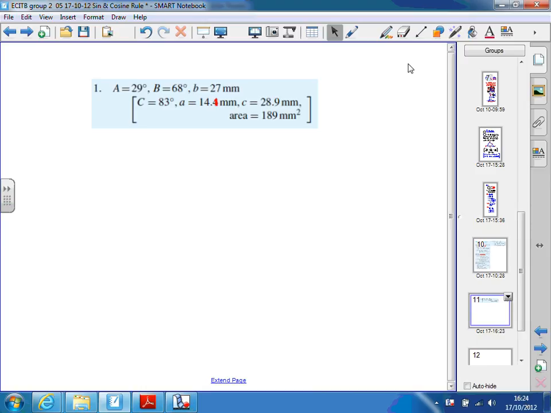Question from exercise 98, page 224. It asks you to solve this triangle. We're not going to worry about finding the area.